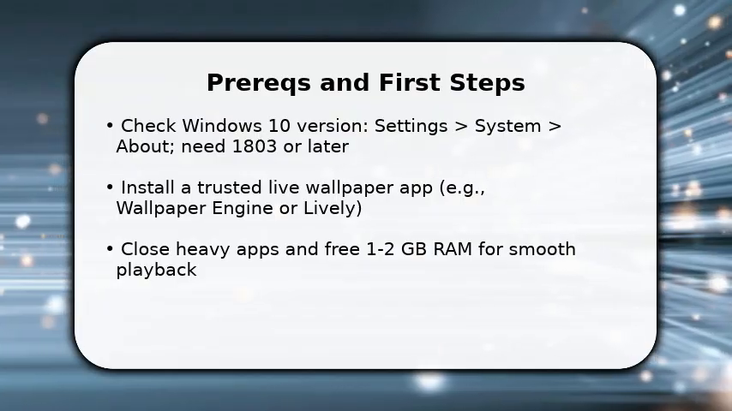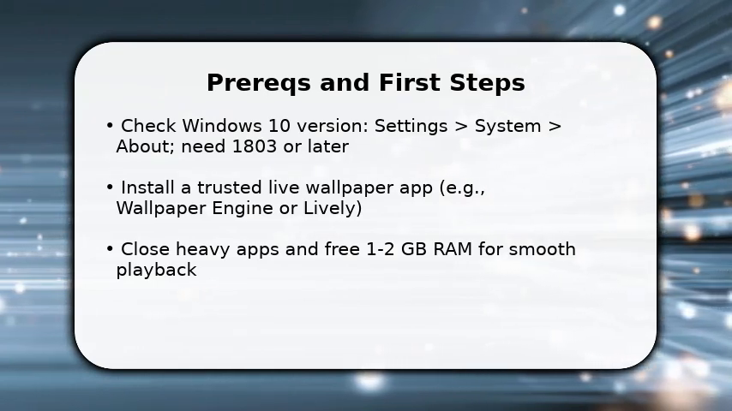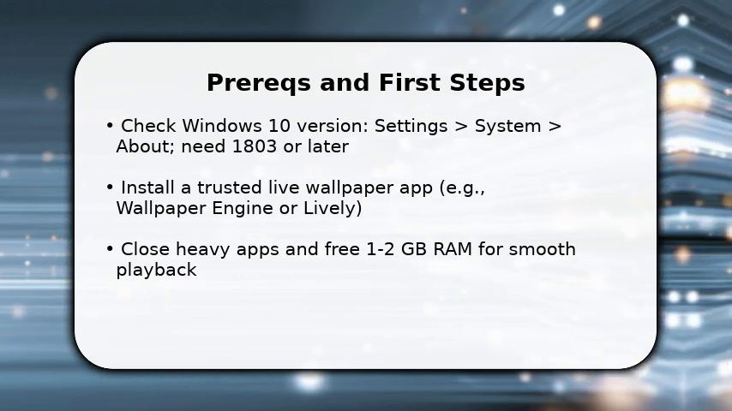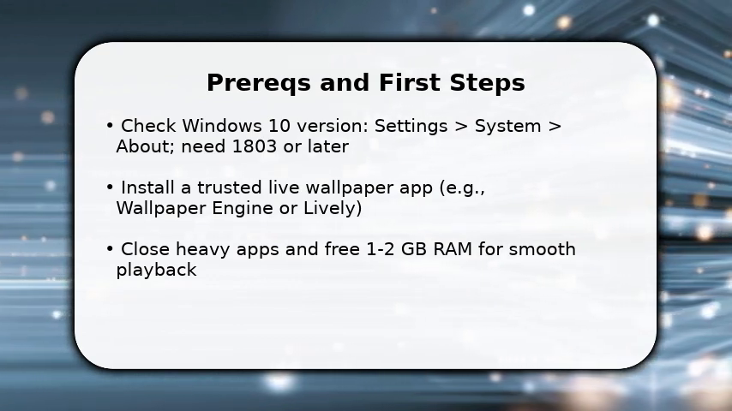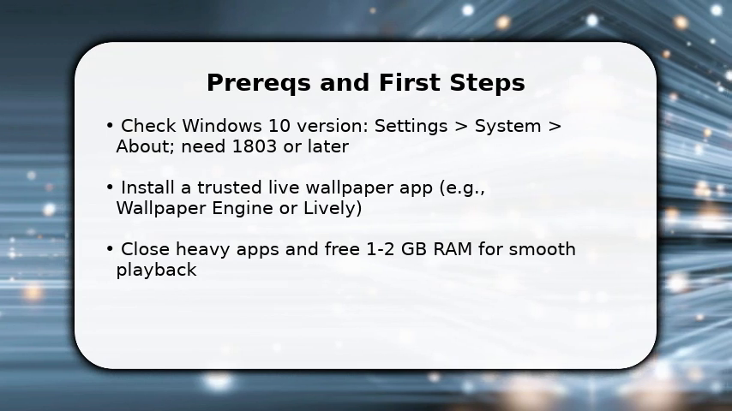You start by confirming your Windows 10 build because live wallpapers need recent features. Open Settings, System, About, and read your version. Once done, download and install a trusted live wallpaper app. Pick a reputable name and follow its installer steps.